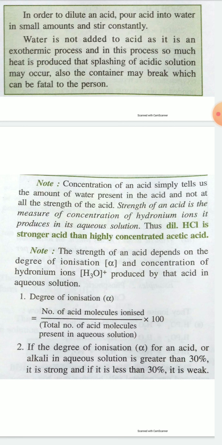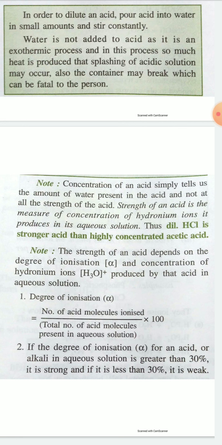For a strong acid, nearly all the acid molecules present in the solution will ionize. That's why the degree of ionization for a strong acid is almost 100%. But for a weak acid, the degree of ionization is very low.